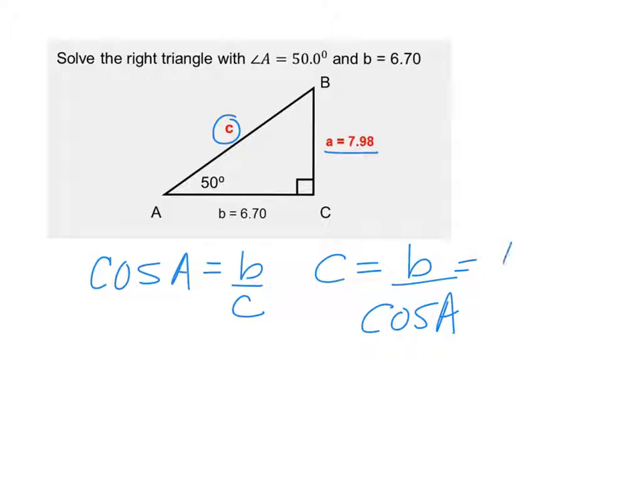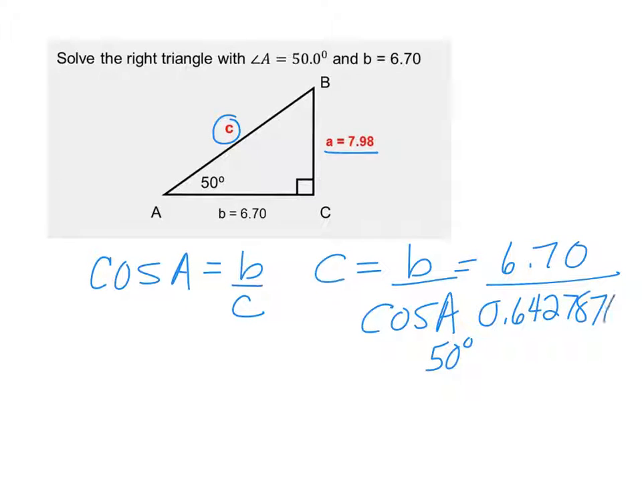My value of B is 6.70. In my calculator, I'm going to take the cosine of 50 degrees, and that will give me 0.642787609. And when I solve for that value of C with 3 significant digits, it gives me 10.4.